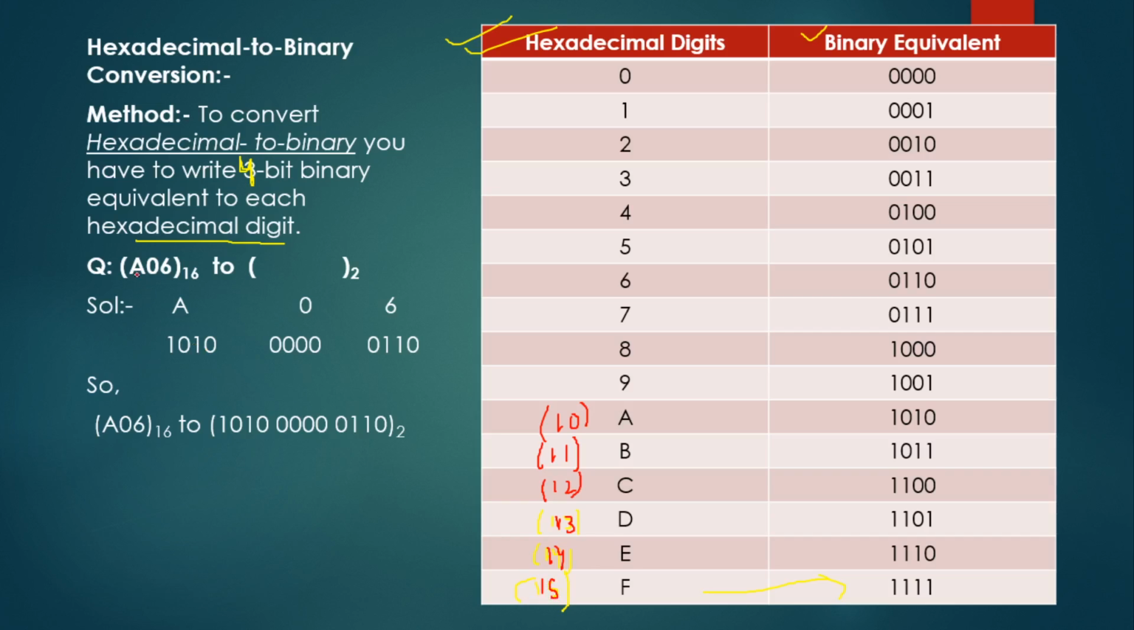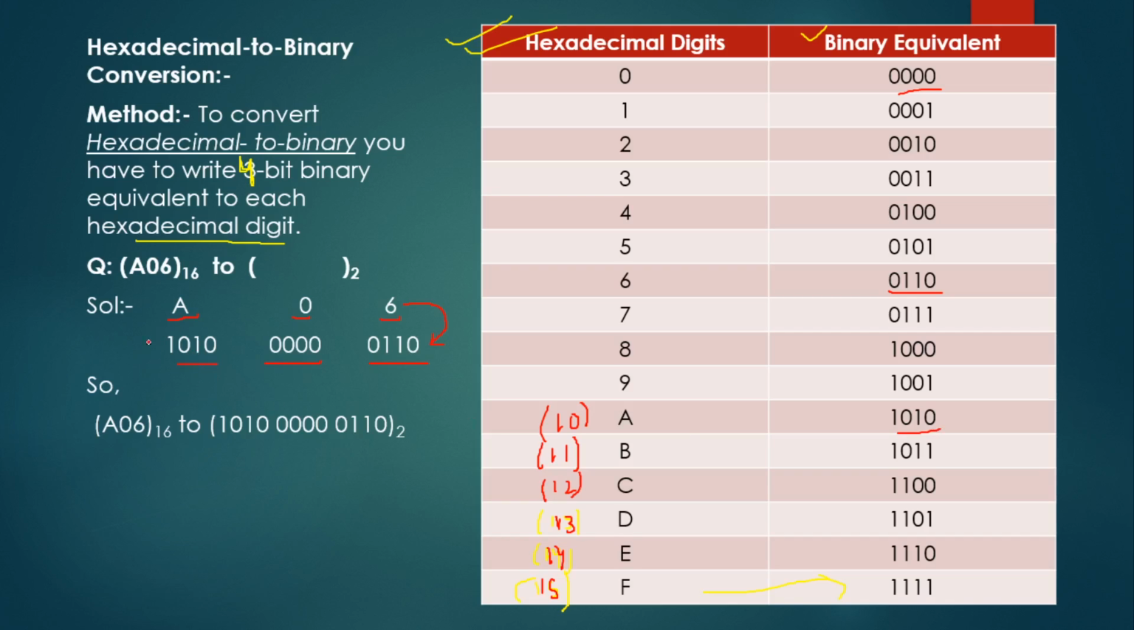Now in the question we have A06. First of all you have to write down the number, that is A, 0 and 6. After writing the number, you have to find the 4-bit binary equivalent of each hexadecimal digit. So the binary equivalent of 6 is 0110, so you have written here 0110, and the binary equivalent of 0 is 0000, so you have written here 0000, and the binary equivalent of A is 1010. So you have written here 1010.